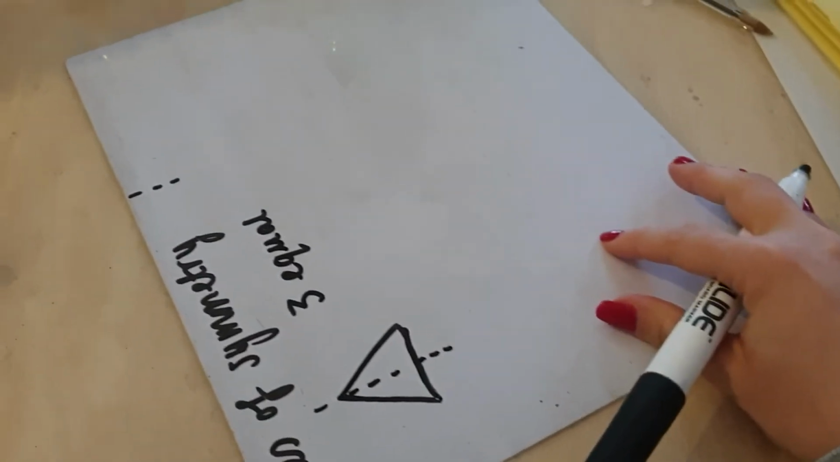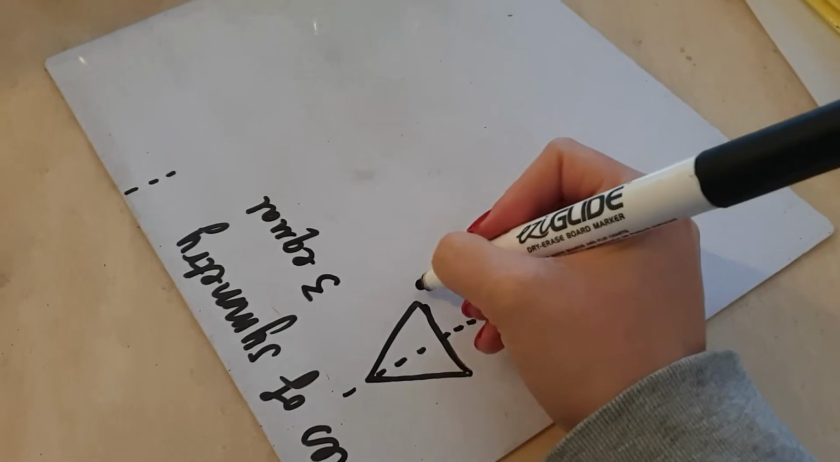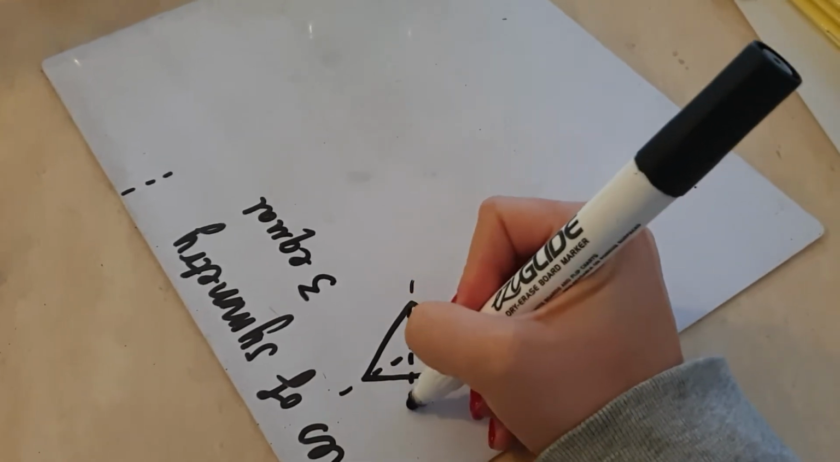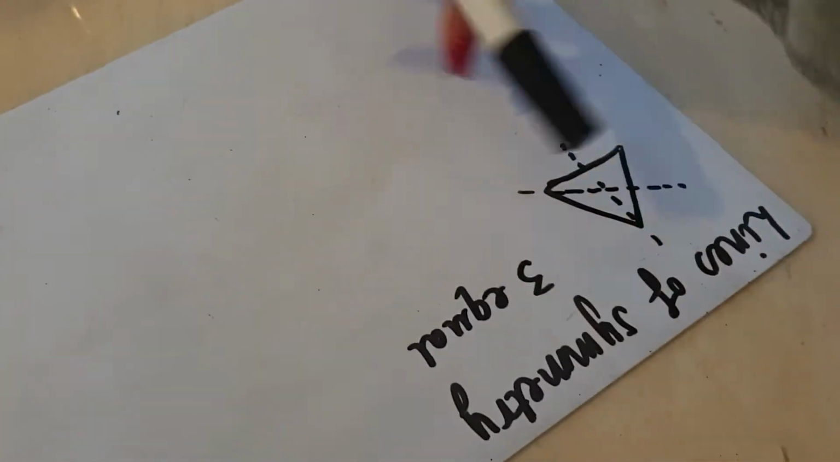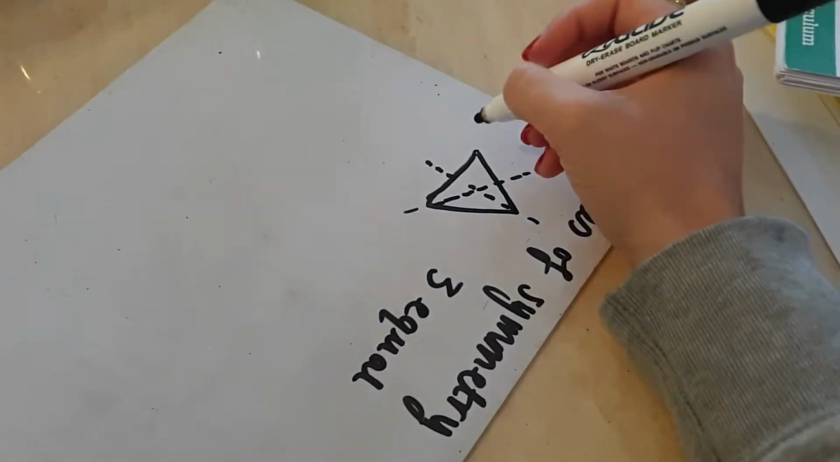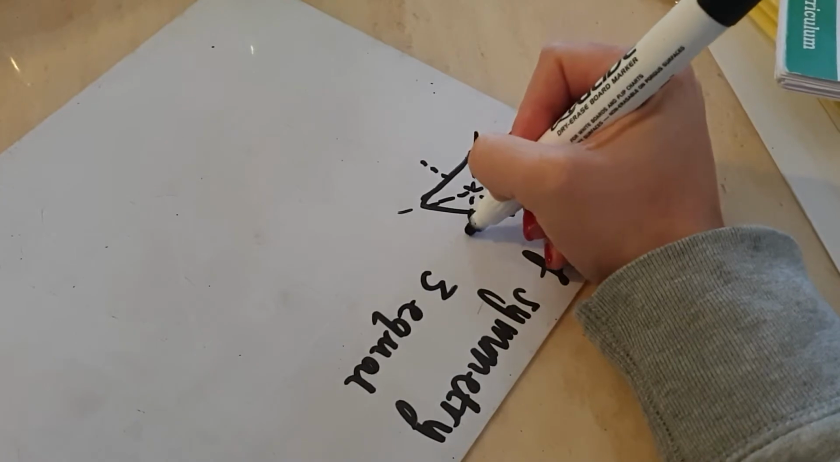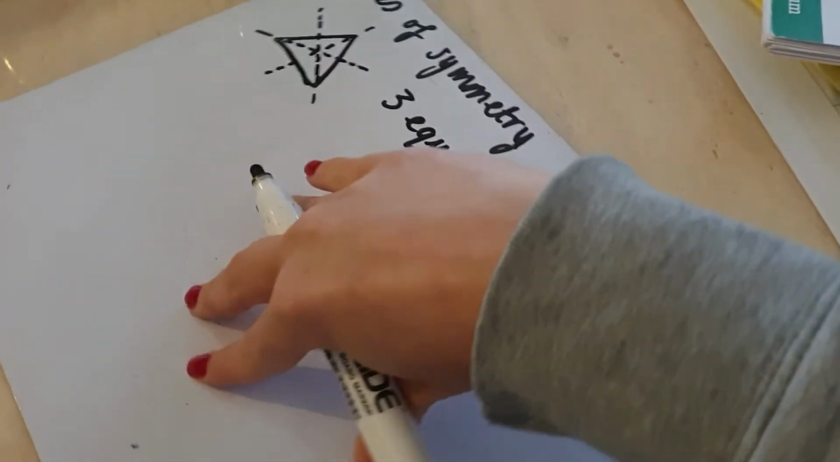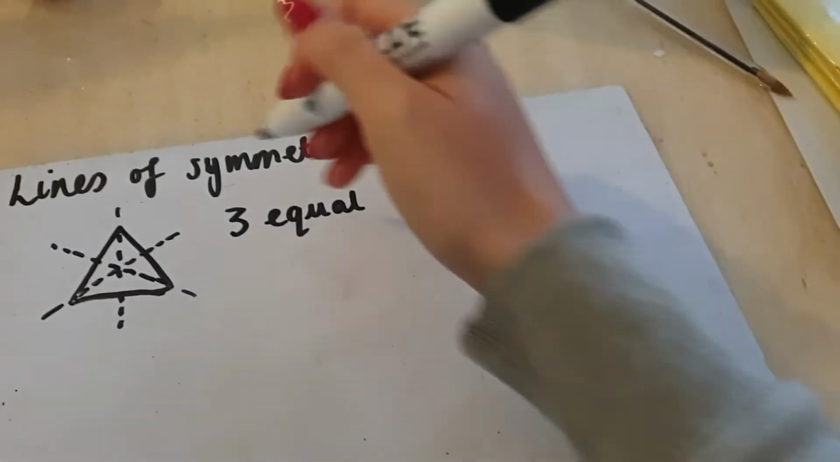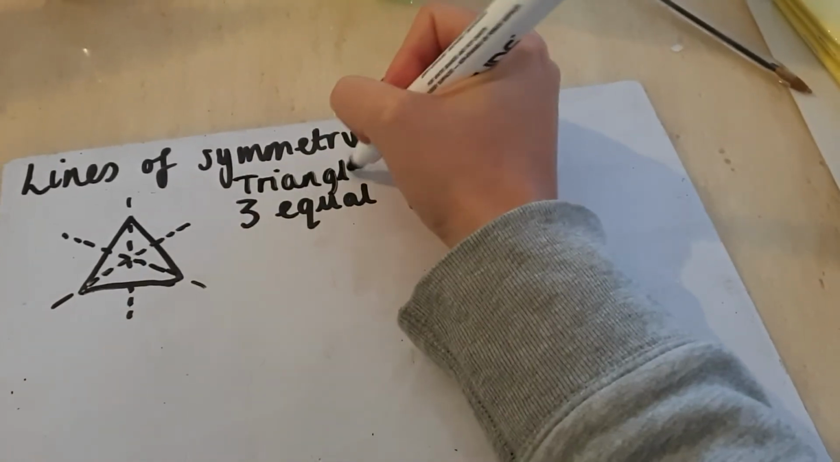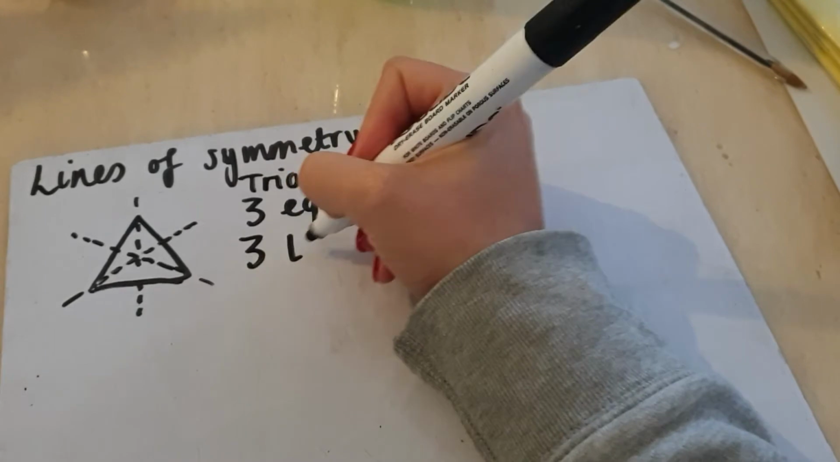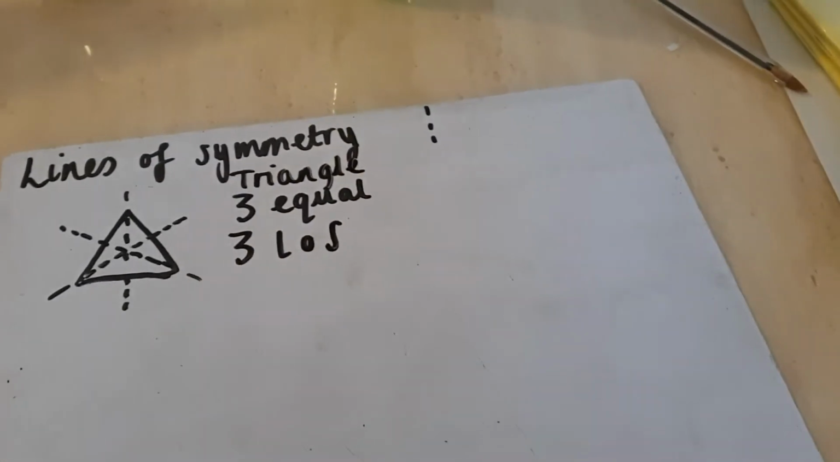I could turn it. Again, I could draw a line down here, and it'd still be the same. And again, if I twist it again, I could draw a line down this corner and it'd still be the same, which means that an equilateral triangle has 3 lines of symmetry, okay?